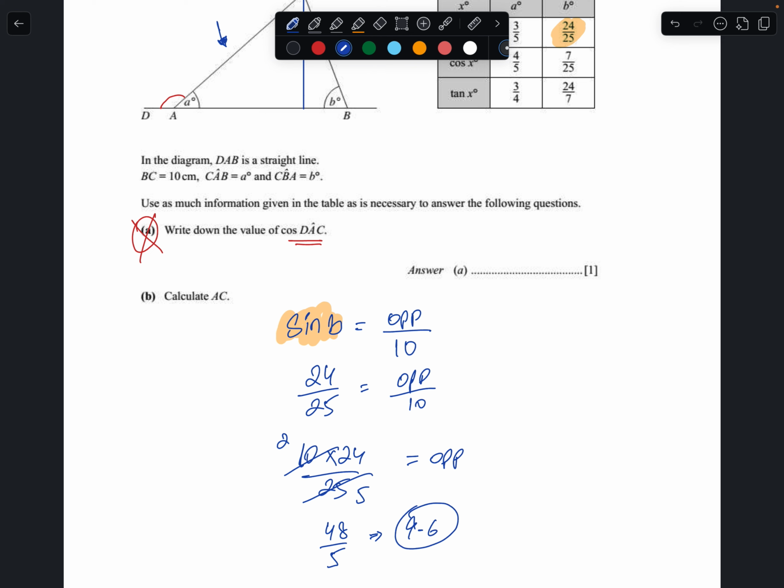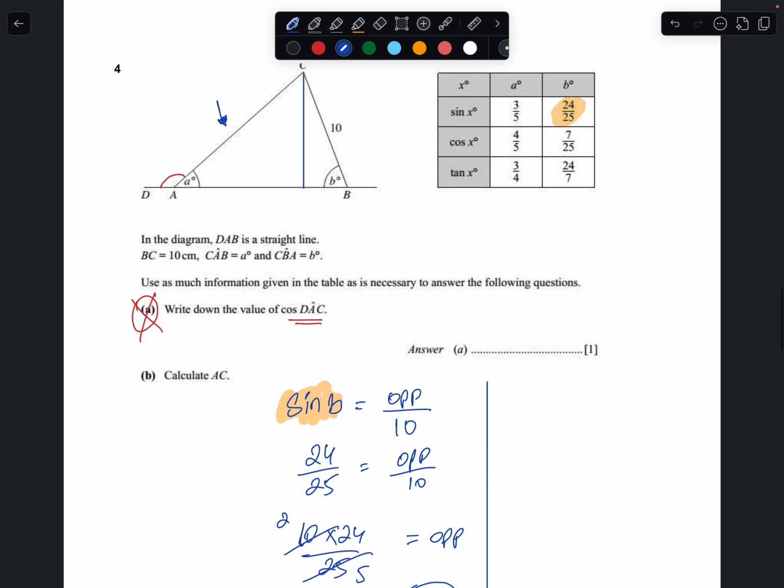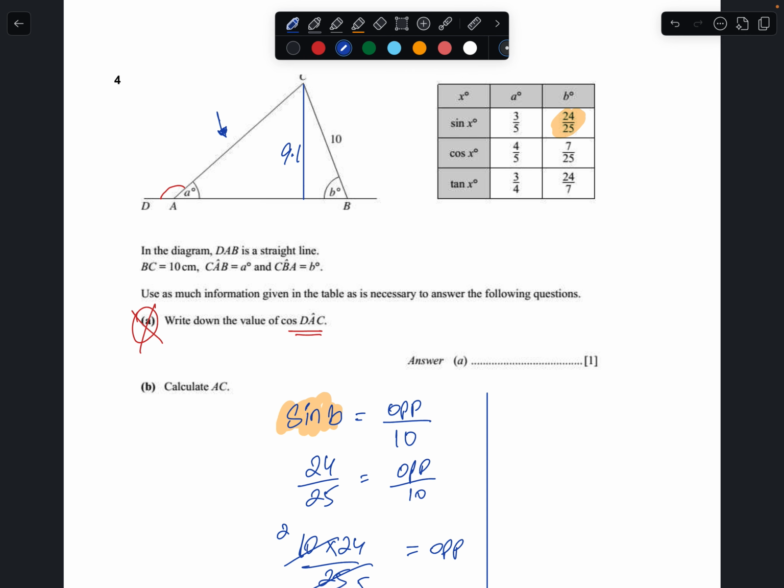ये height आ गई बेटा, 9.6. ठीक है, इसको आप वैसे फ्रैक्शन में भी छोड़ सकते हो. 48 over 5 रखना है तो 48 over 5 ही रहने दो, doesn't matter. Now this is 9.6, and I want to find out this.